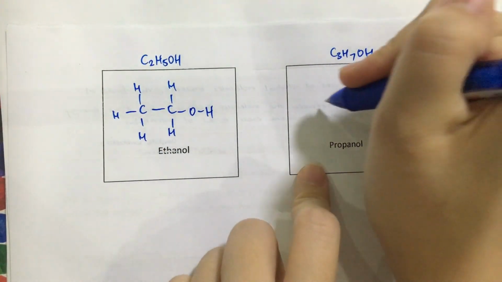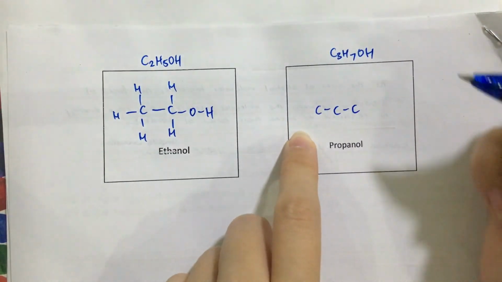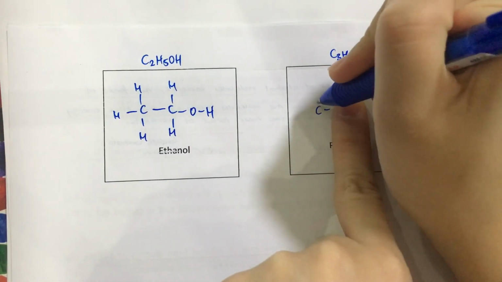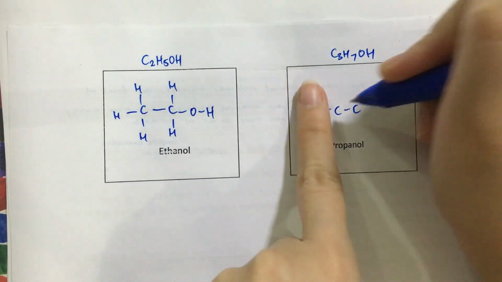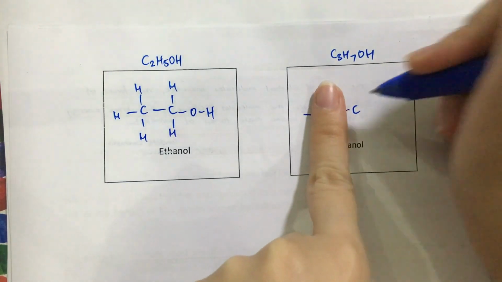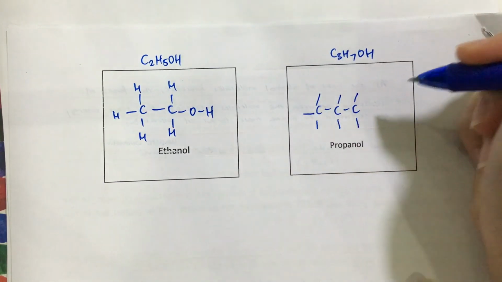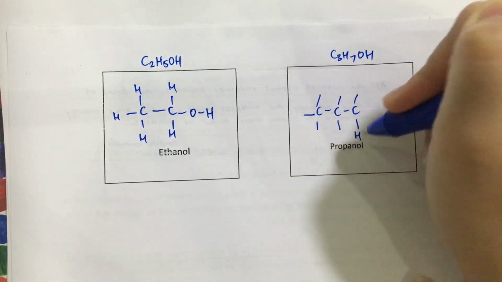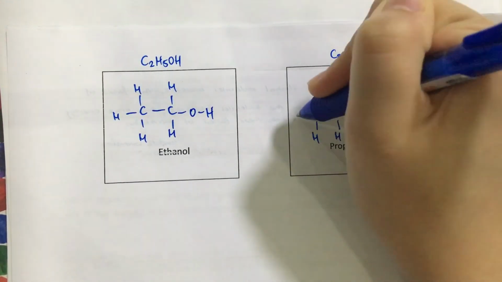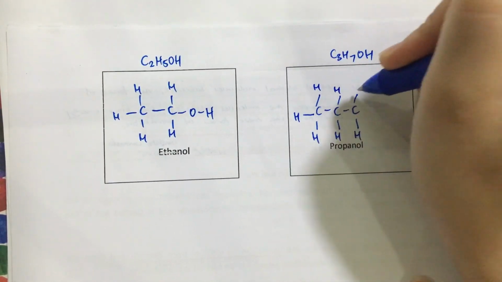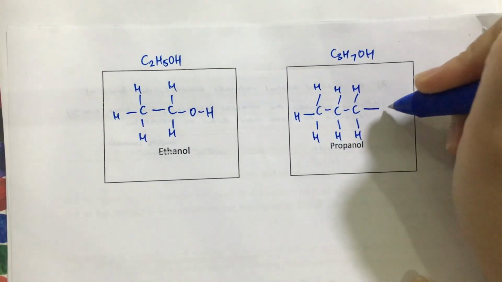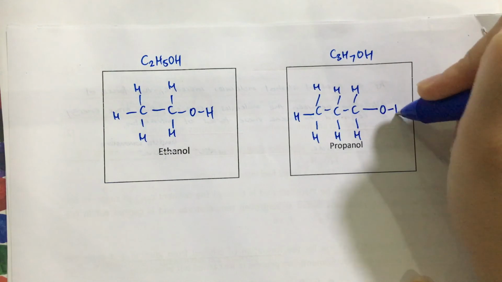Next one here, 3 carbon, always draw your carbon first. Each carbon must have 4 bonds, so we can count 1, 2, 3, 1, 2, 3, 4, 1, 2. This one here, we leave it for the functional group. Okay, so we write down our 7 hydrogen, 1, 2, 3, 4, 5, 6, 7. Then your functional group will come in, dash O dash H.